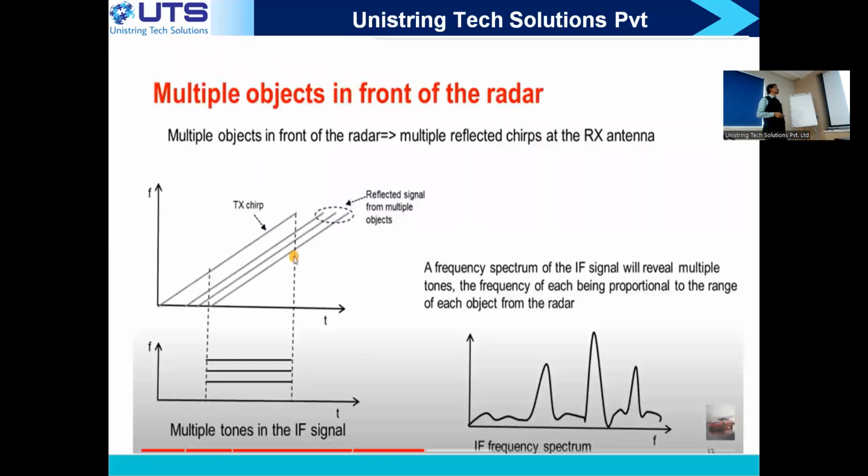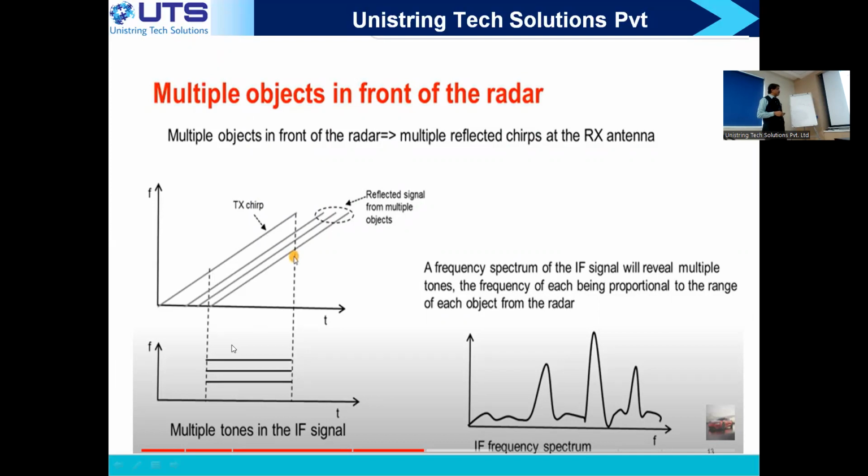Go next. When there are multiple reflections, you have multiple echoes coming in. You see, this is a copy of, what is this? This is the instantaneous frequency of the TX waveform. These are the instantaneous frequencies of the multiple echoes which are coming in.